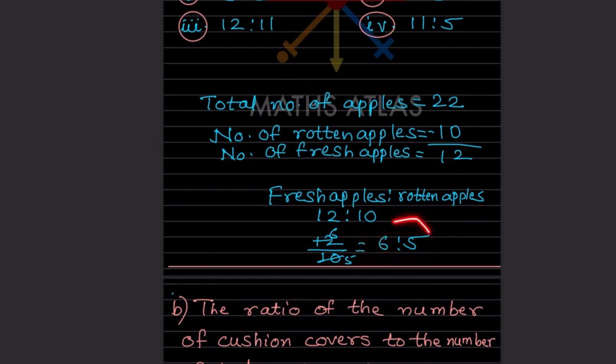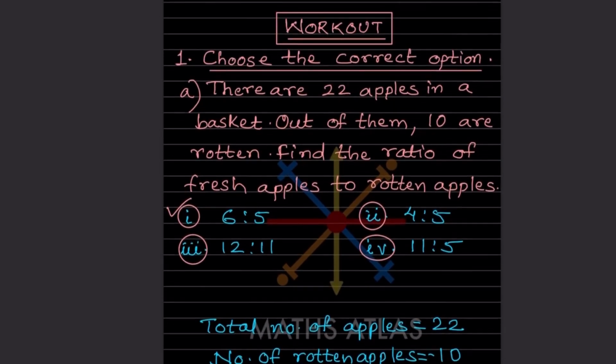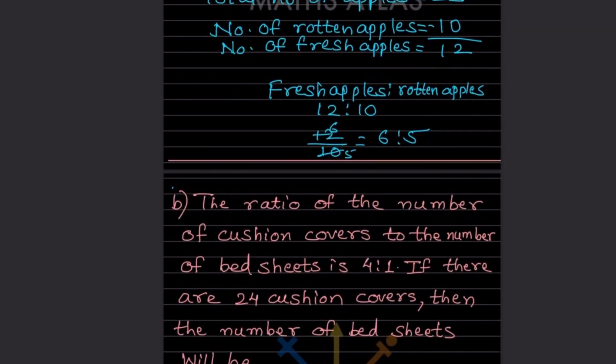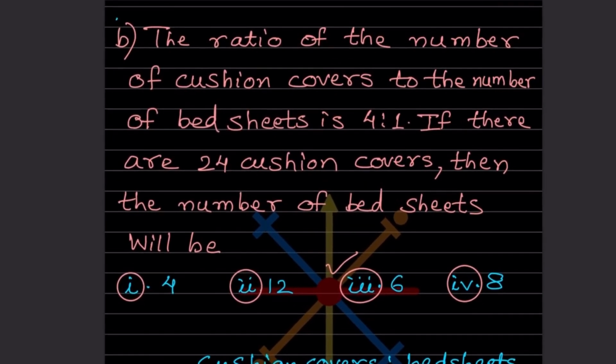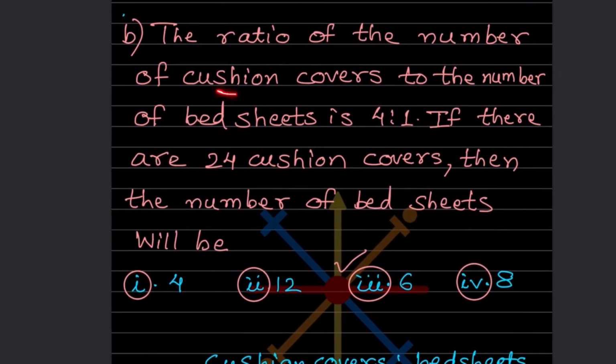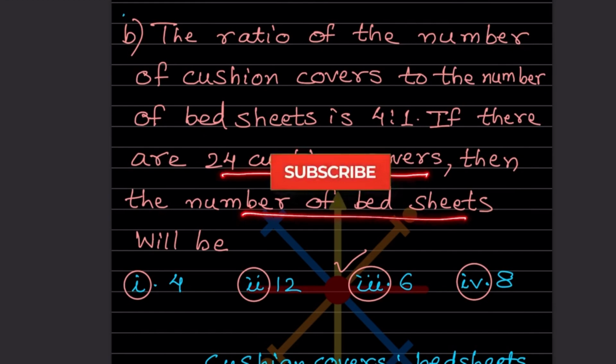So we wrote this answer in ratio. They said find the ratio, right? So instead of writing 6 divided by 5, we can write 6 is to 5. So the next question says that the ratio of the number of cushion covers to the number of bed sheets is 4:1. If there are 24 cushion covers, then the number of bed sheets will be.